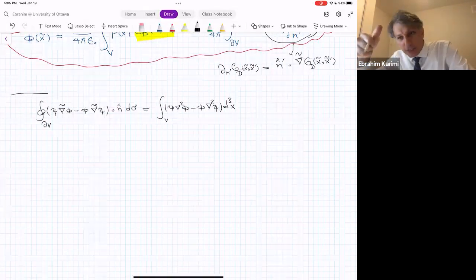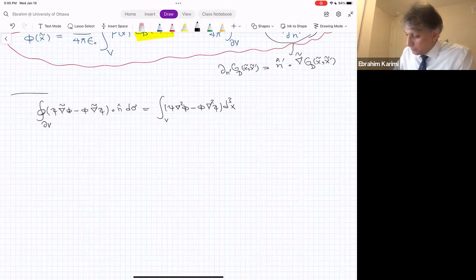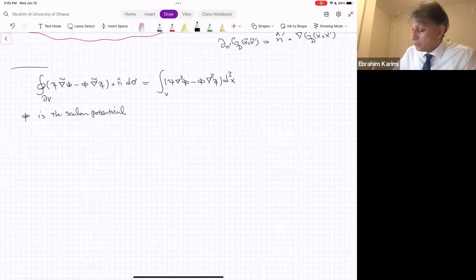For Dirichlet boundary condition, we assume that psi is given by g, with g at the boundary is 0. Now here I will change the formalism. Again, phi is the scalar potential, which means that the Laplacian of phi is equal to minus rho divided by epsilon naught.